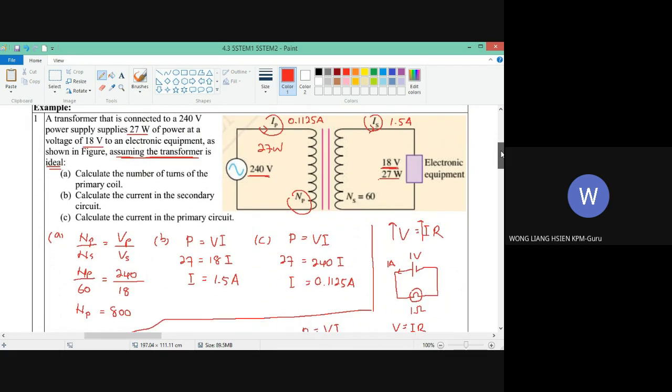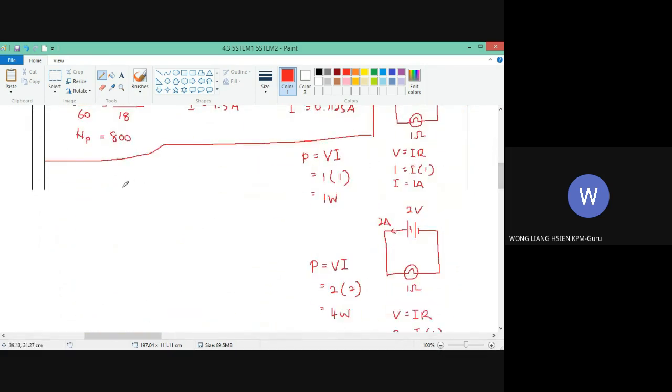Okay, you see, power is voltage times current, right? But because the power is fixed at 27 watt, it cannot change. So what happens is when the voltage goes down, then the current must increase. You see or not? From this equation, we can see if the voltage goes down, the current must increase so that the power remains the same, 27 watt.